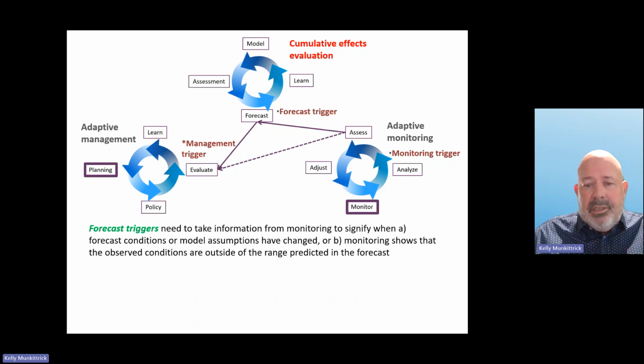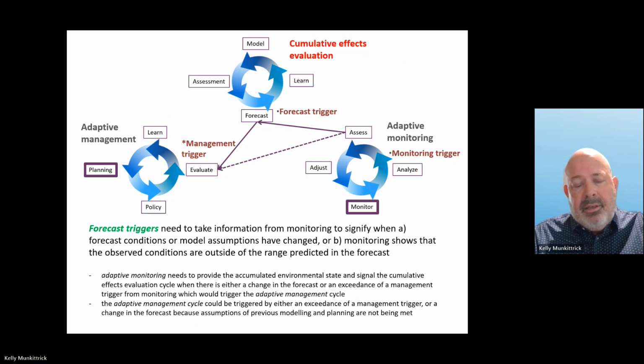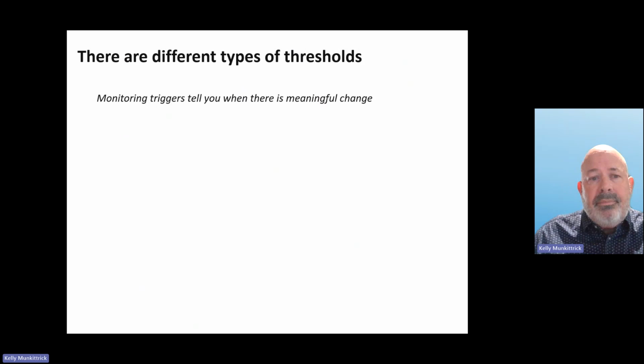And forecast triggers need to take information from monitoring to signify when forecast conditions or model assumptions have changed, or monitoring shows the observed conditions are outside of the range predicted in the forecast. Adaptive monitoring needs to provide the accumulated environmental state and signal the cumulative effects evaluation cycle when there's a change in the forecast or an exceedance of a management trigger, which would trigger the adaptive management cycle. The adaptive management cycle could be triggered either by an exceedance of a management trigger or a change in the forecast because assumptions of previous modeling and planning are not being met.